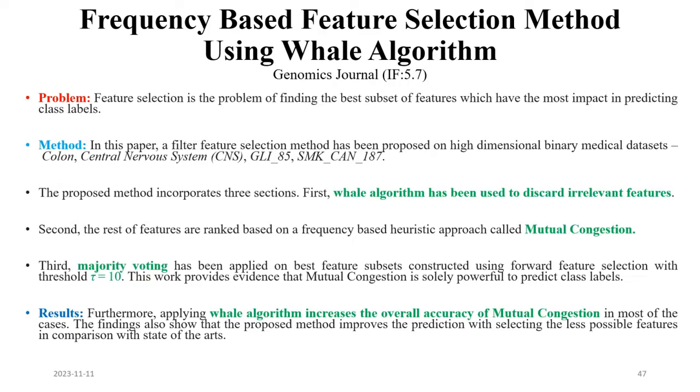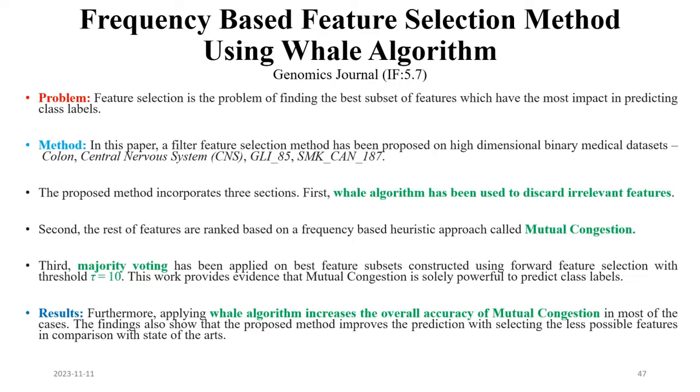So the first thing we do is apply the whale algorithm to discard the irrelevant features, and it divides the features into two parts. Half of the features are discarded, so this way it makes it easy for us. Let's suppose if you have 2000 features, it will give us 1000 features. Secondly, we do some mutual conditions. We look at the frequencies of true and false. Based on that, we also discard some of the features.